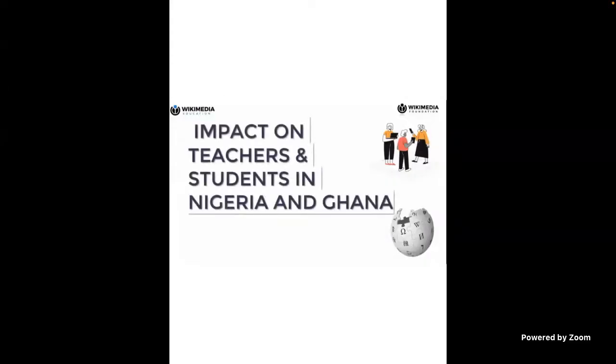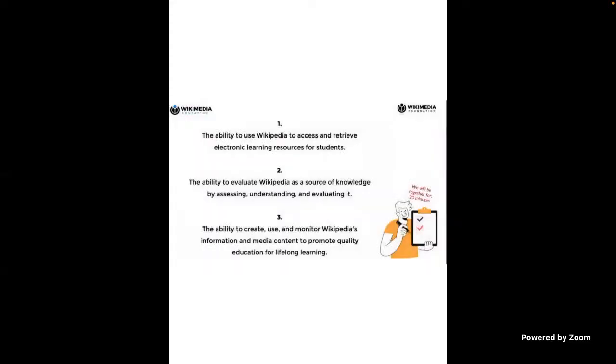Now, the impacts on teachers and students in Nigeria and Ghana. The impact of this program can be measured on teachers and students with their ability to use Wikipedia to access and retrieve electronic learning resources. With this program, teachers would learn better ways of retrieving information online, retrieving not just any information, but reliable and verifiable information online. Again, this impact would be measured based on the ability of the teachers to evaluate Wikipedia as a source of knowledge.